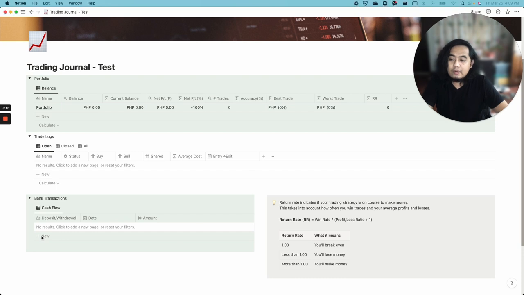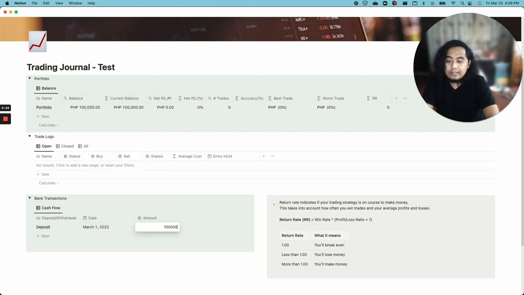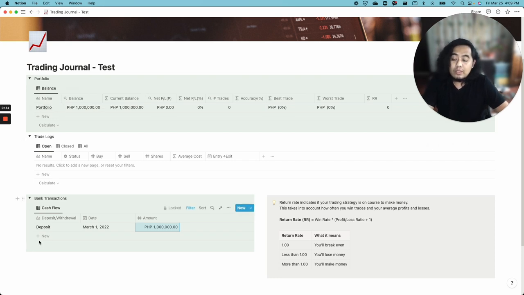This is where you add, let's say, your deposit. Let's say we deposit 1 million for the start of March. This will reflect in the balance sheet and the portfolio side. If we also want to withdraw, the only thing we need to do is add a negative sign in the amount, so it will indicate that it's a withdrawal.